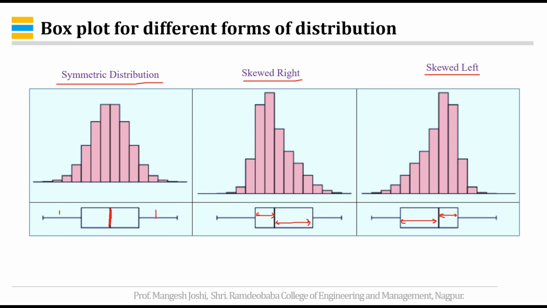So this addresses the skewness or shape of the distribution as well, depending on the position of the median. Now the length of the whiskers will address the variability either towards the right side or left side. So you can get the value of the range from there.